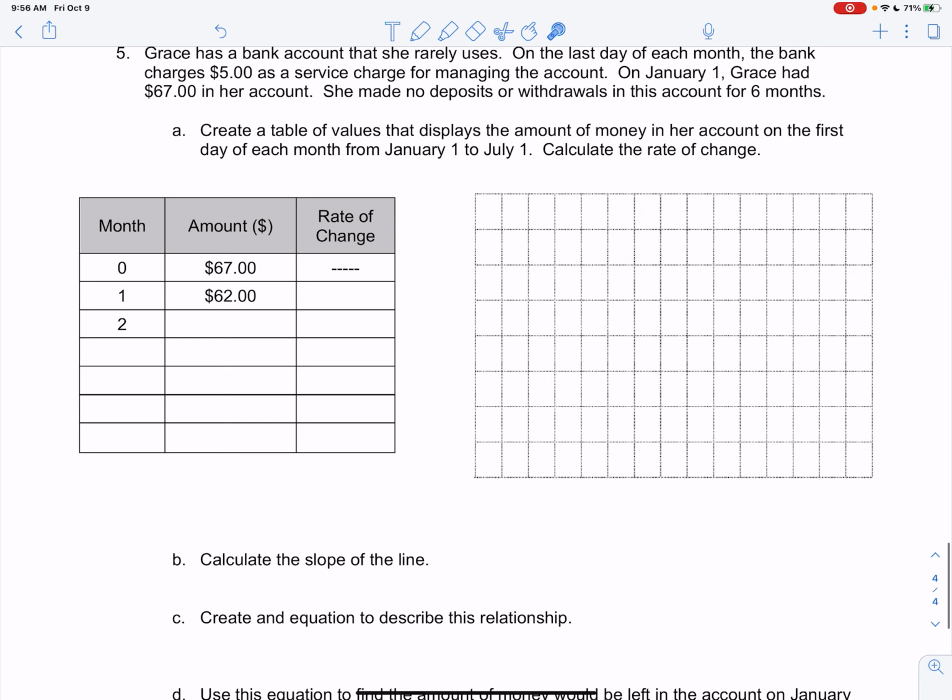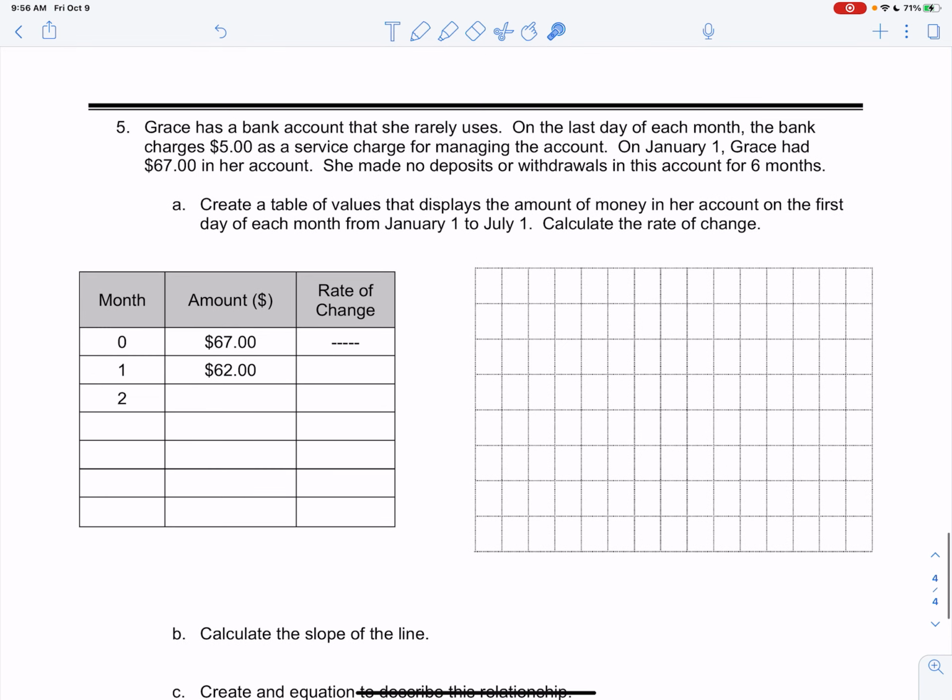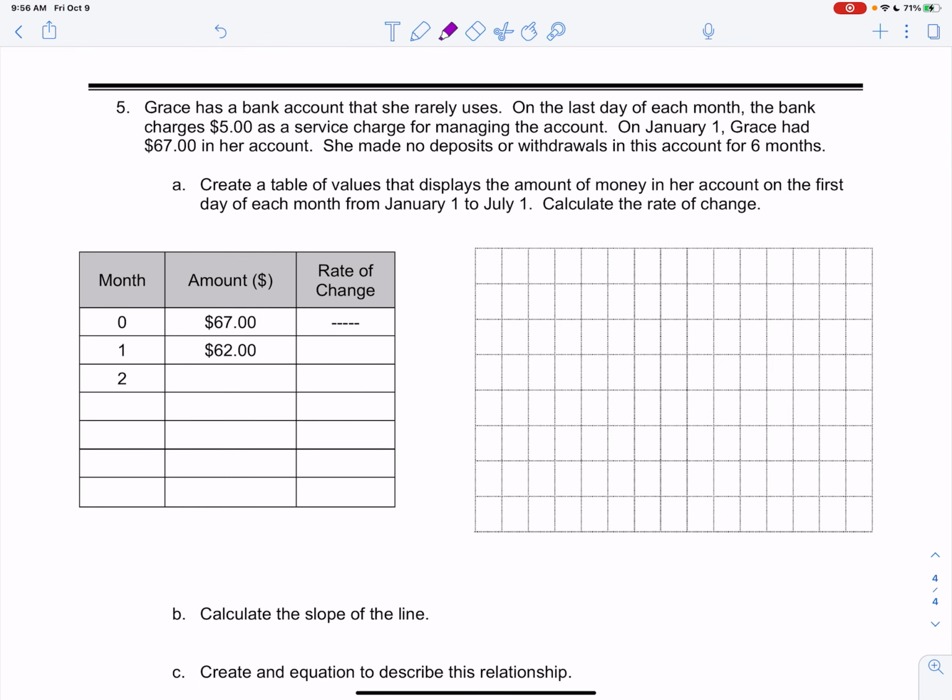Okay. Number 5 here, I'll get you guys going on 5. I want you to do that on your own. Grace has a bank account she rarely uses. On the last day of each month, the bank charges $5, okay, as a service charge for managing the account. On January 1st, Grace had $67 in the account. She made no deposits or withdrawals in this account. Create a table of values to represent the money.